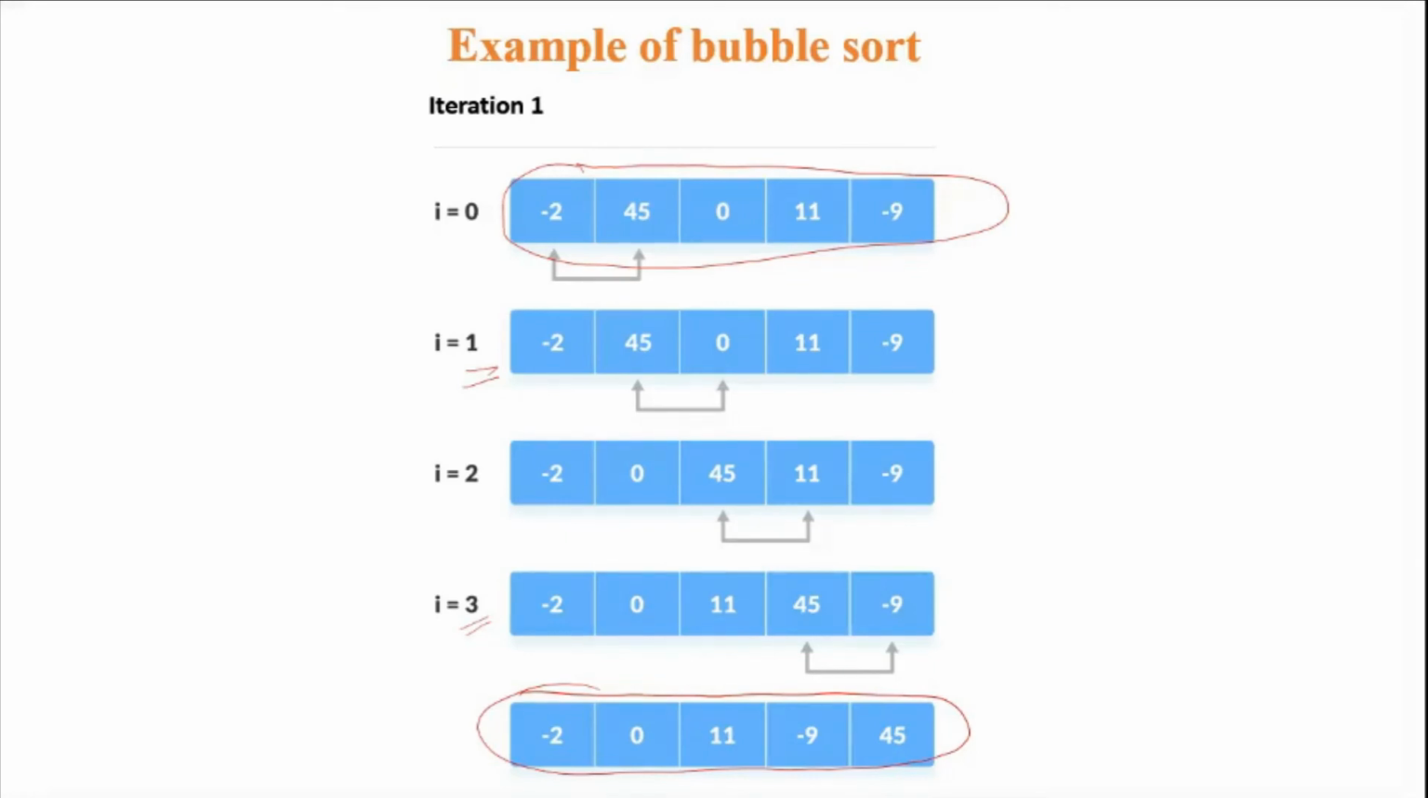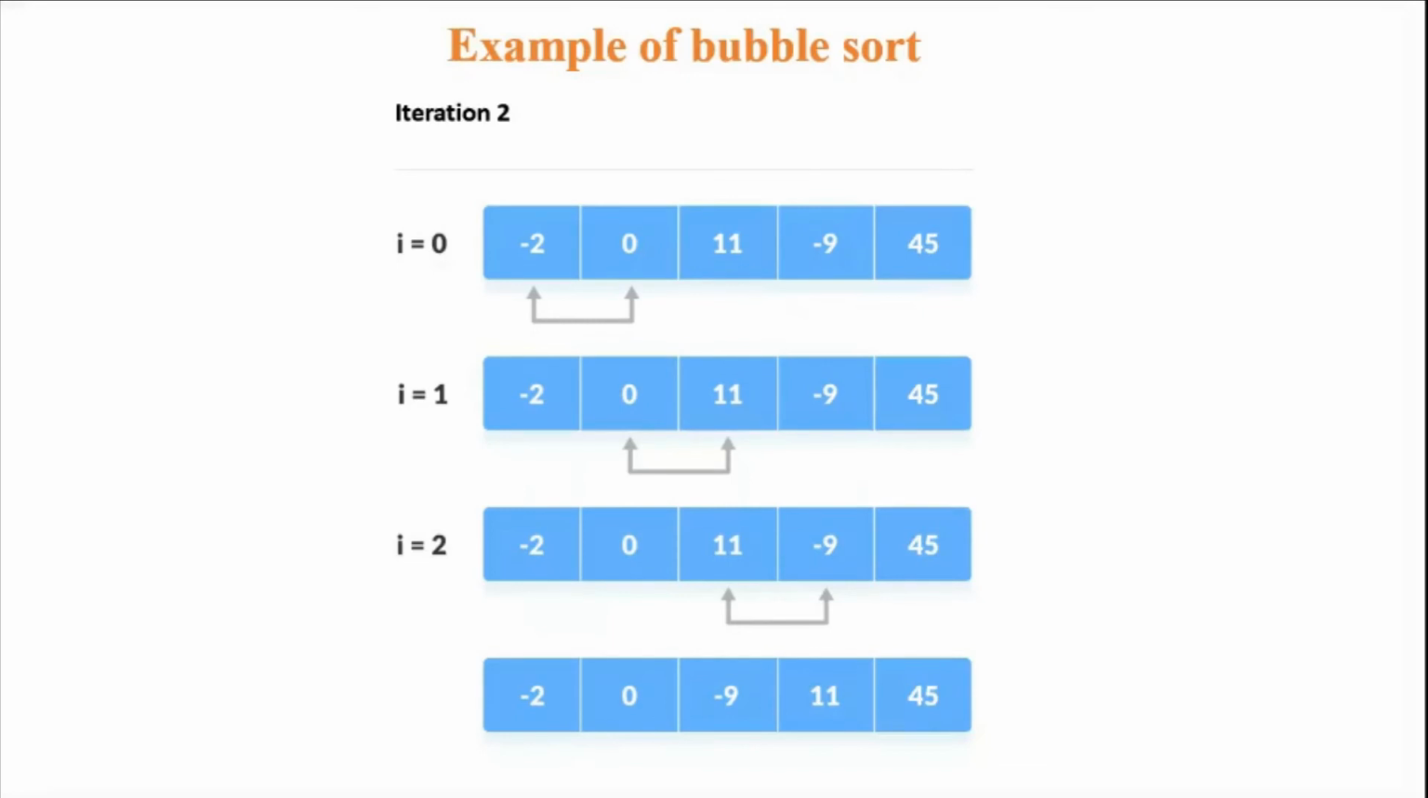Actually what we are doing is bubbling up the largest value among the list and shifting it towards the rightmost position. That is why it is known as the bubble sort. Now in the second iteration, the largest one is already towards the right, so we don't have to check it again. In the first step, we check the first two elements, minus 2 and 0. 0 is the larger one, so no action is done.